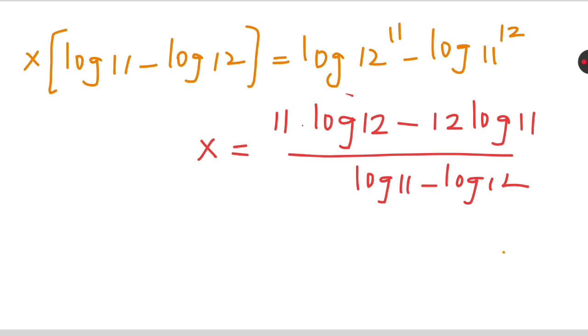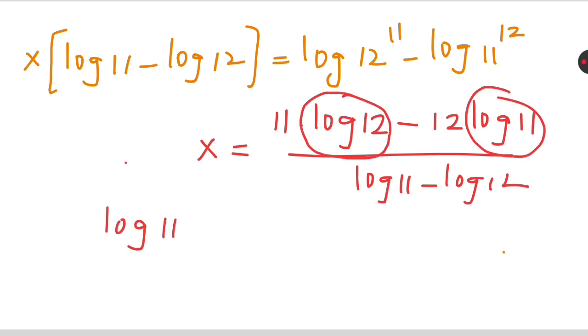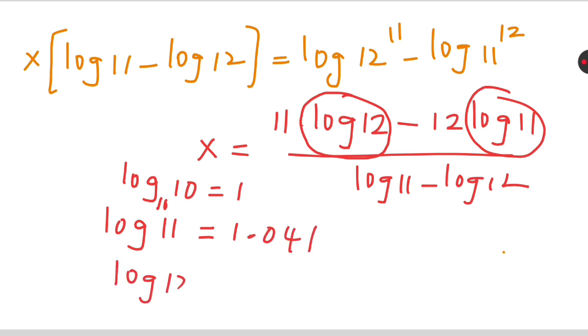So for that, let's recall the log 12 value and the log 11 value. We know that log 10 value is 1. Log 11 value is 1.041. And then log 12 value is 1.079.